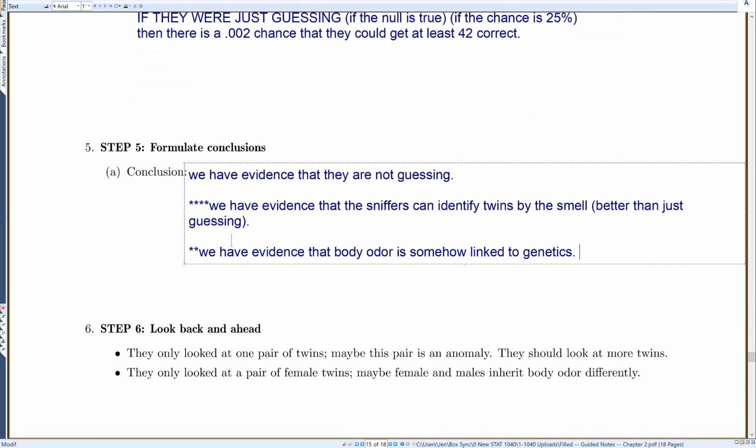As far as looking back and ahead, they only looked at one pair of twins. Maybe this pair is an anomaly. They should look at more twins. Or they only looked at a pair of female twins. Maybe females and males inherit body odor differently. So there are a lot of different studies they could do. But somehow we have evidence that, at least for this one set of twins, their body odor is somehow linked to their genetics. That it was not just guessing.